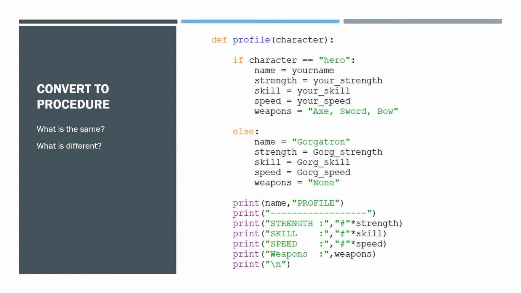So this is the procedure that I've created. I've called it profile, and it begins with an if-else block where I either set the values to my strength and name and so on, or to Gorgatron's, and then the second part of the procedure where I display those values. The parameter is the name of the character, and that is what I use to branch between the 2 possibilities. This isn't the simplest way to do this program, and later on we'll use object-oriented programming, for example, and greatly simplify it. But for now, this is the best way to approach the problem.